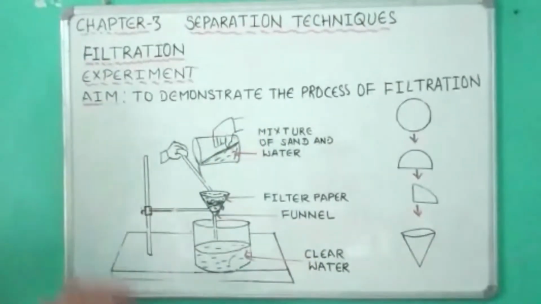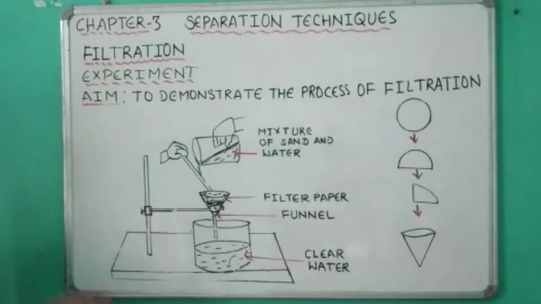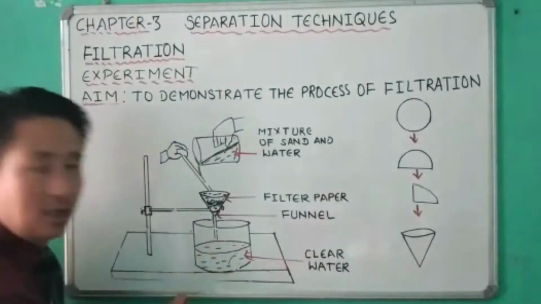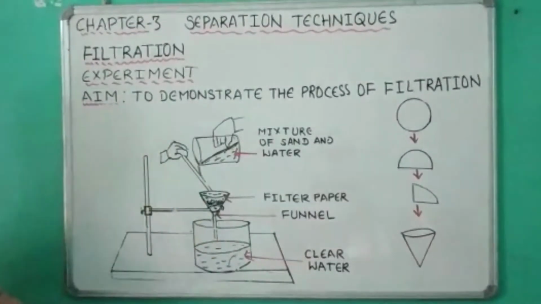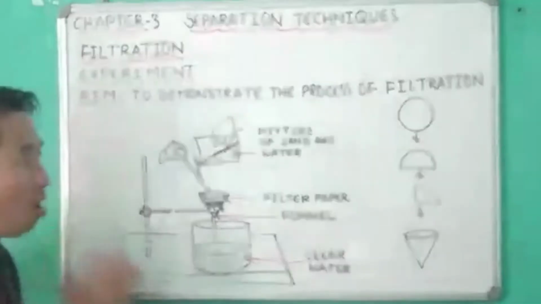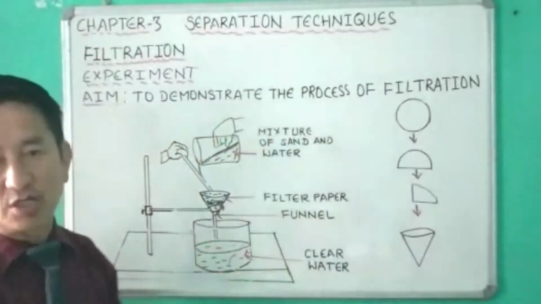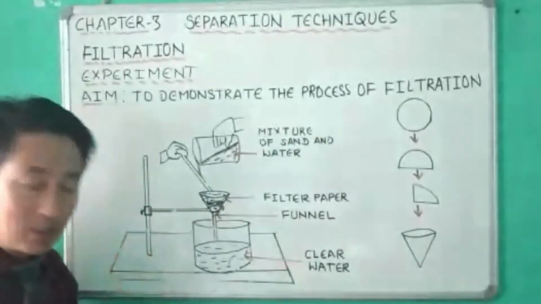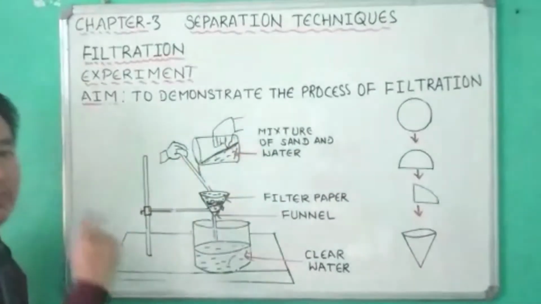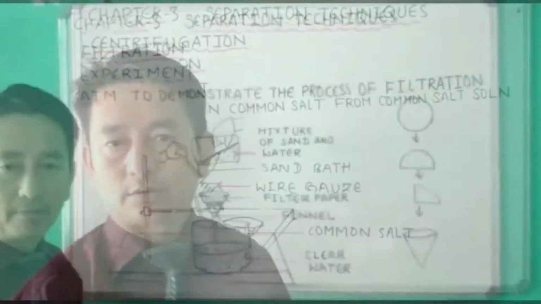Now whatever insoluble solid particles are present in the water are left over on the filter paper, and this is known as residue. This is how filtration is used to separate insoluble solid particles from the liquid by passing the mixture through filter paper.